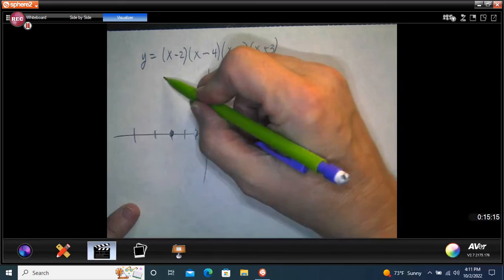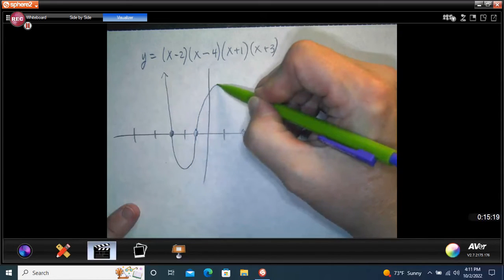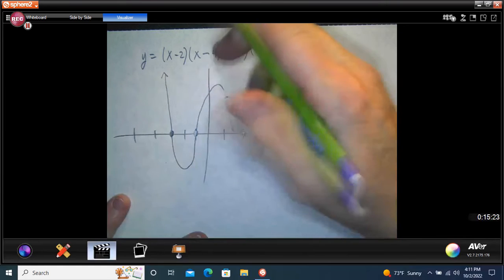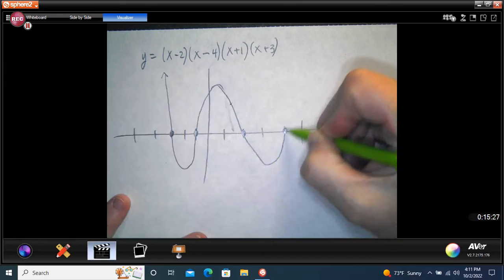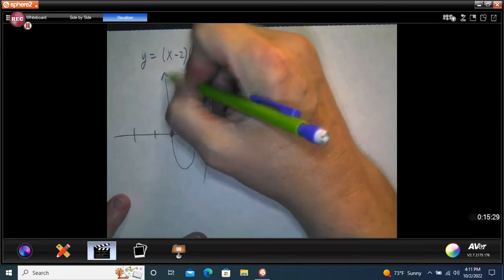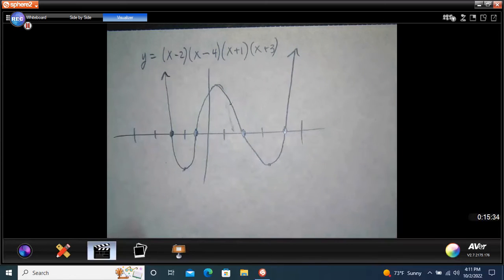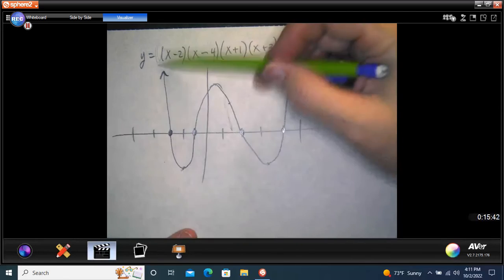So it's going to come down through here, up, probably a little higher. Well, I'm not going to hit that, am I? Out of practice. Down through here, and then back up through here. And these bumps in the road are not going to be at the same places because this isn't symmetric. But if it's positive out front, it opens up.